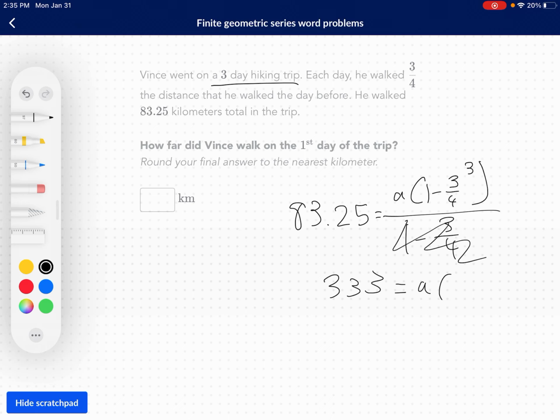To get this out of here was a 1 minus 3/4 to the third power, and then we could just divide by 1 minus 3/4 to the third power on both sides, and you get that A equals 576. Wait, did I do this? I don't think I did this correctly. He walked 83.25 in total. Did I do this wrong?